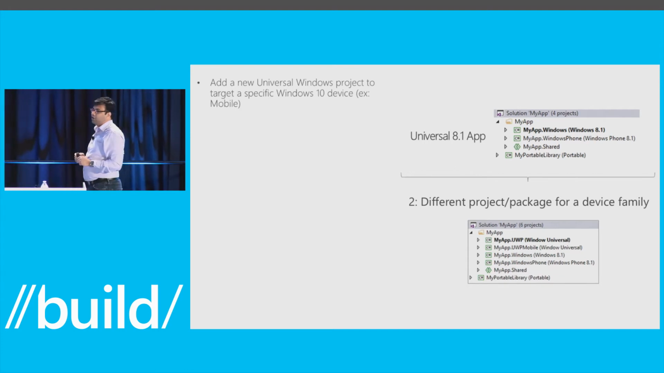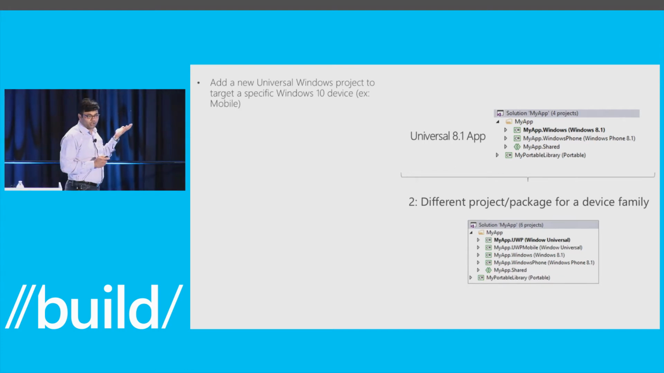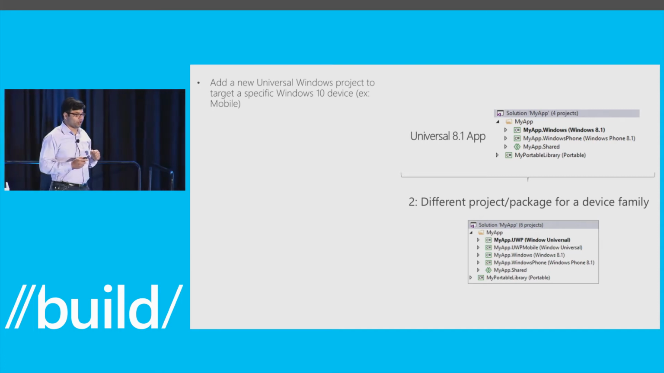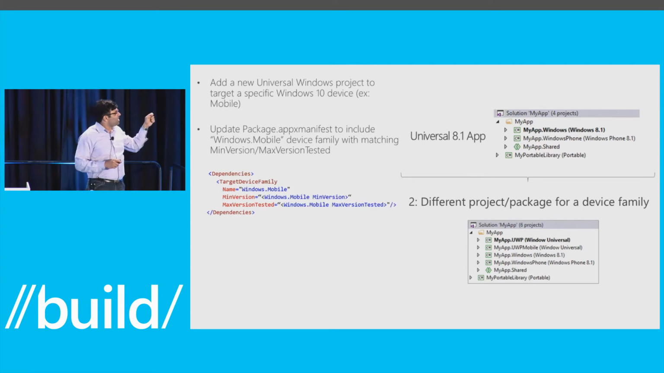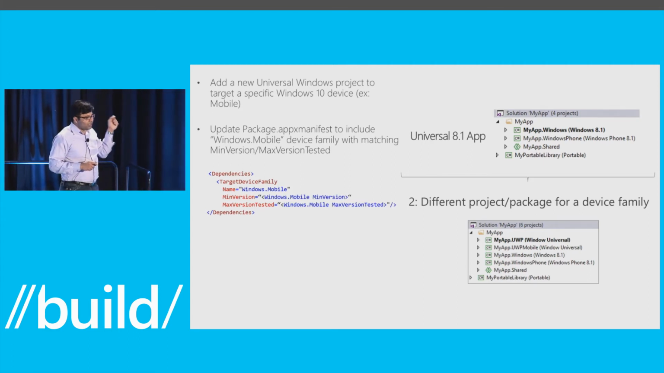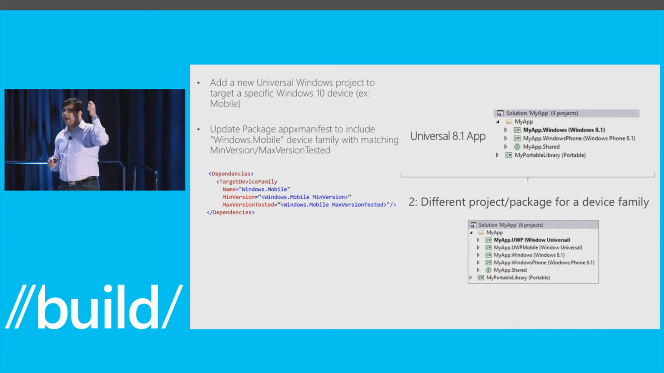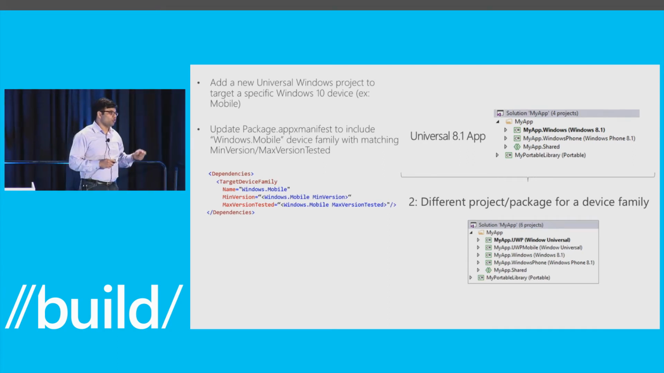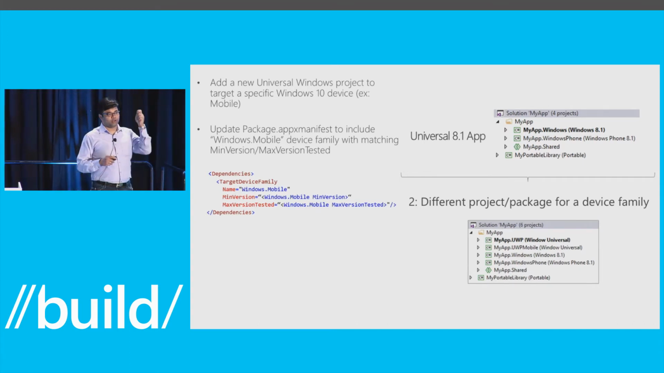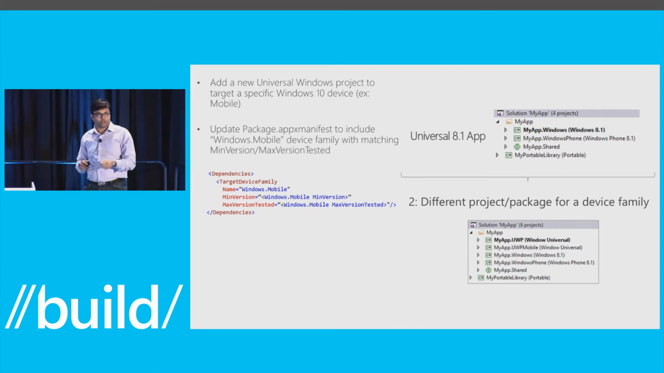To do it, you will add a new universal project in your solution. You will open up the manifest file and change the target device family from Windows.universal to Windows.mobile, right? And then specify the min version and the max version tested value for the Windows.mobile device family. And these values will be published by Windows on MSDN.